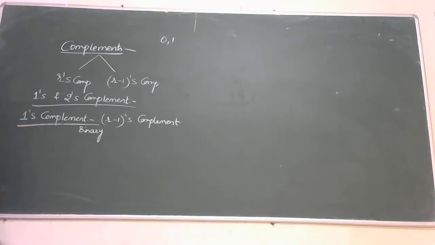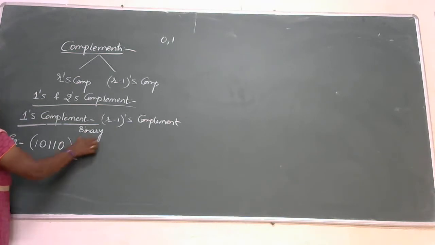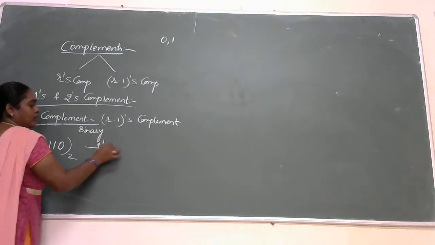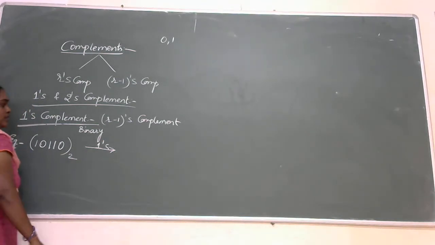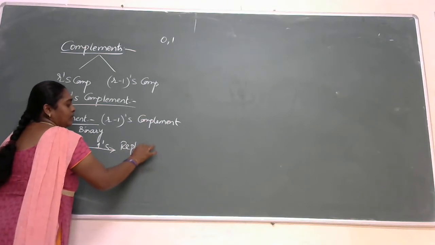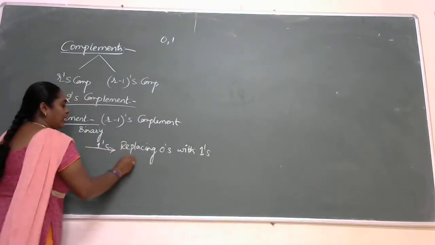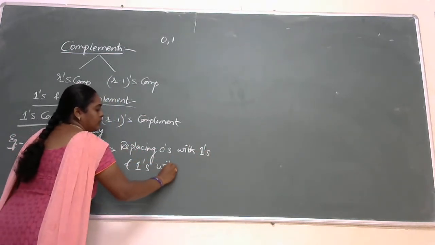Coming to the 1's complement, let me take an example. If the given number is 10110, whenever we are dealing with digits that are only ones and zeros, such a number system is called binary number system. The binary number system radix is 2. So the given number which I am taking is 10110. For this I need to perform 1's complement. Here 1's complement is nothing but replacing zeros with ones and ones with zeros.